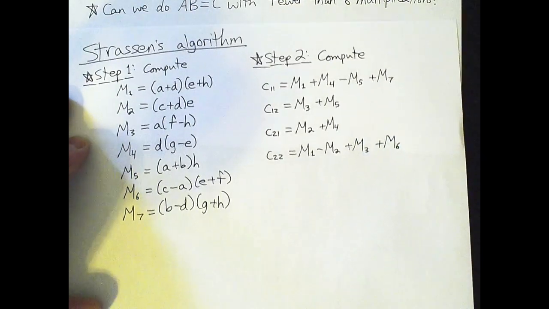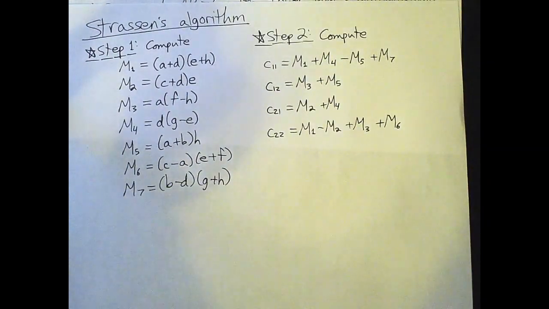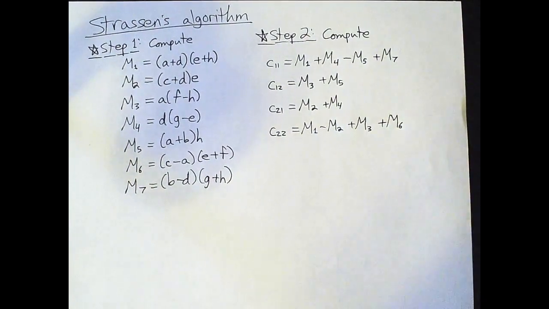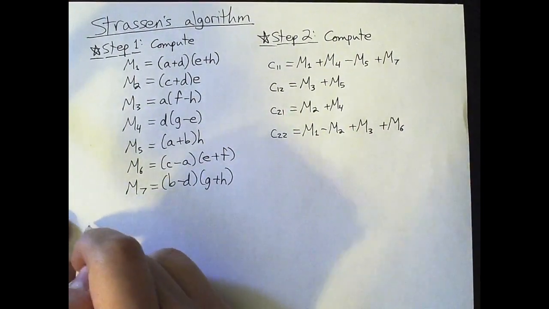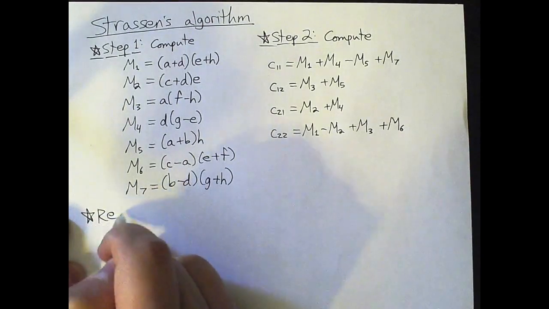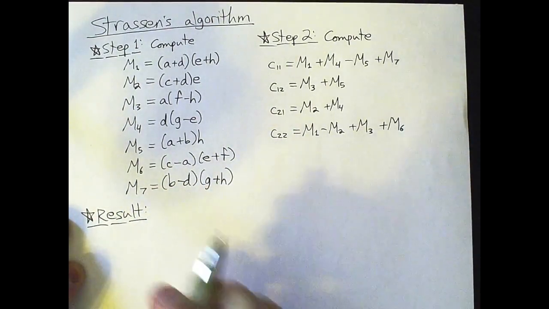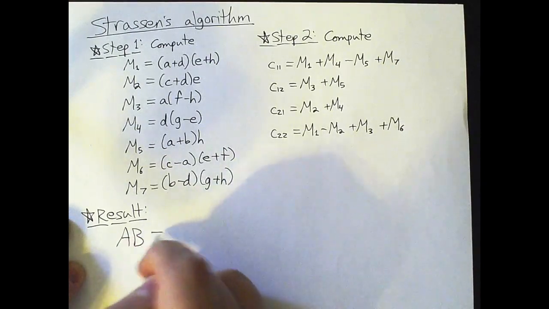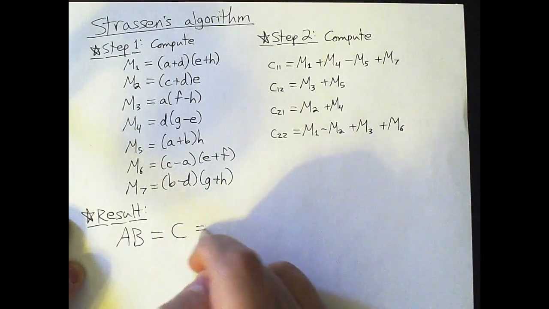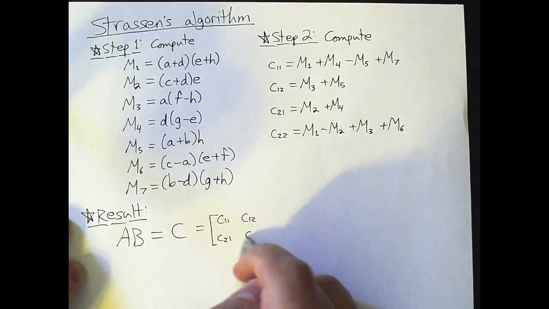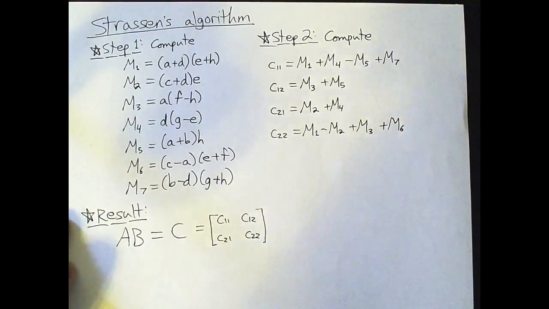Wow. So this might look very strange. But the result of doing this is AB equals C, where C is that matrix C11, C12, C21, C22. It gets the correct answer.